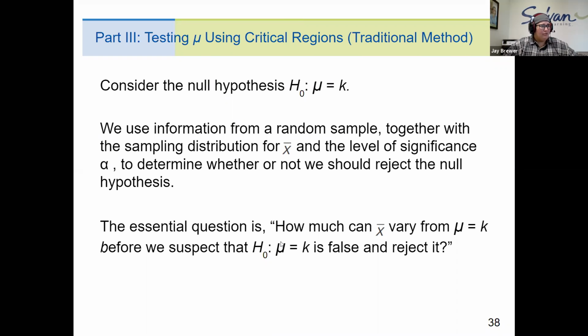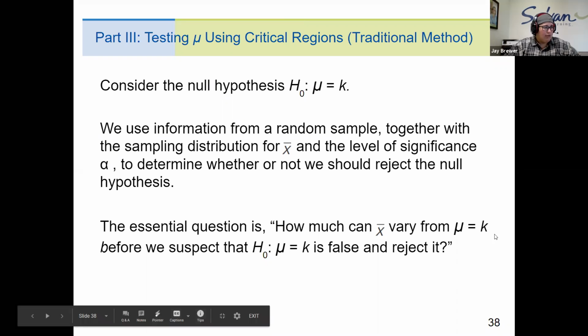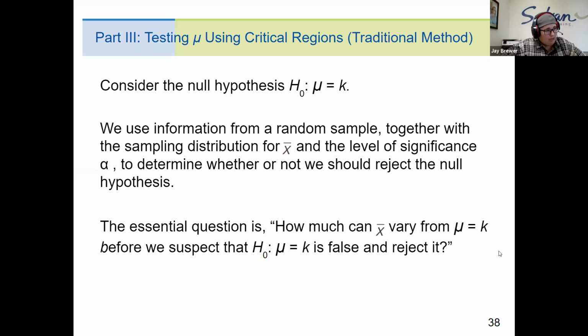Consider the null hypothesis mu equal to k. We use information from the random sample together with the sampling distribution for x bar and the level of significance alpha to determine whether or not we should reject the null hypothesis. The essential question is, how much can x bar vary from mu equal k before we suspect that the null hypothesis mu equal k is false and rejected?